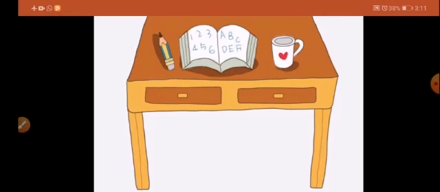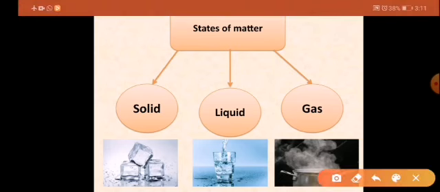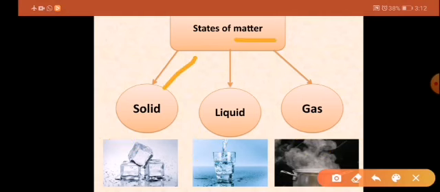We learned before in the water cycle that there are three states of matter. For example, water can be ice in the solid state, or liquid water in the liquid state, or water vapor in the gas state. Also, matter can be solid, liquid, or gas.